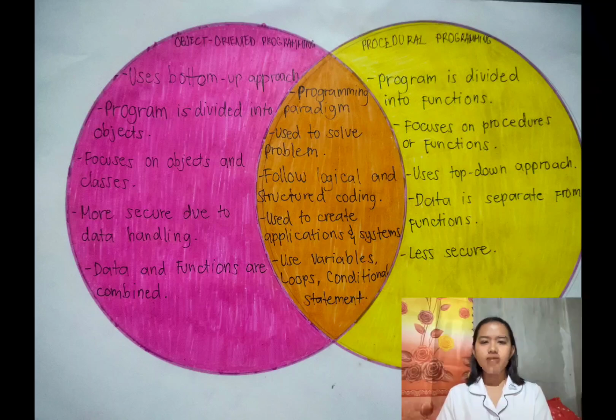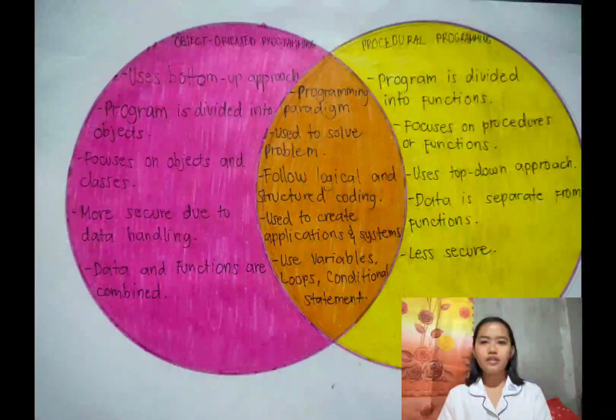Good day everyone. In this video, I will compare procedural programming and object-oriented programming using a Venn diagram. The diagram helps us clearly see their differences, their similarities, and their key characteristics. I will explain each side of the diagram and the middle part step by step. Now, let's start with the left side of the Venn diagram, which represents procedural programming.